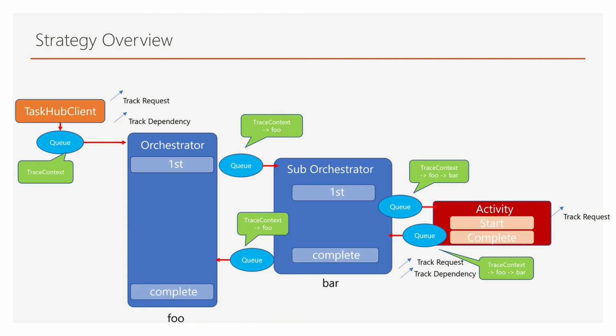Then the first orchestrator reads this queue and sees, oh, I'm in the trace context of foo. That is why the orchestrator can get the ID of foo and track the request and dependency telemetry at the same time as it completes. This is the overview concept of how we can track the very complex telemetry among the whole orchestration. It is all correlated and has a parent-child relationship. That is why we can see it in just one end-to-end tracing screen.